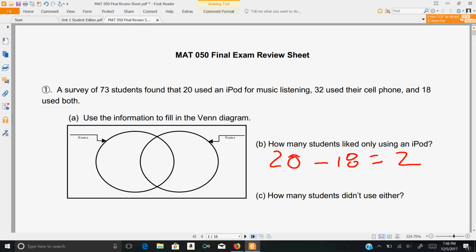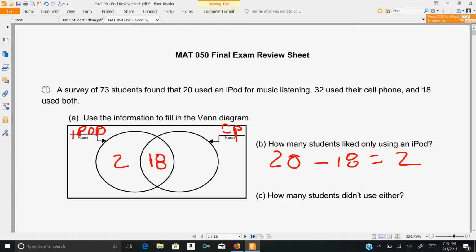So first of all, I'll go back to A, and I will label the diagram. These are the students that use the iPod, this circle, and this circle is the students that use the cell phone. Just going to put CP. And we know that the ones that only use the iPod are 2. Not 20, there are 2. And it specifically says there are 18 that use both. This part of the circle is for the students that use both. So we know there are 18 there.